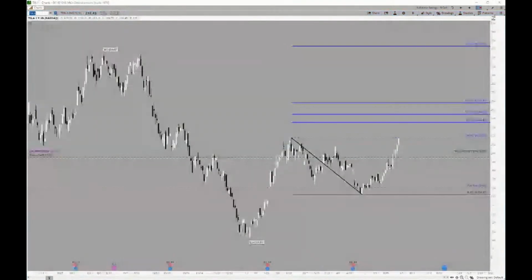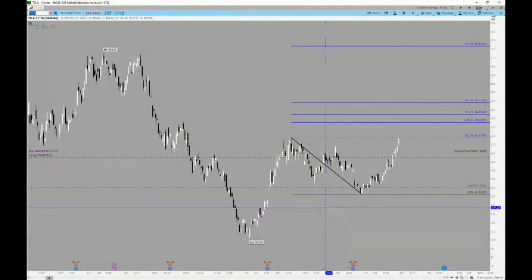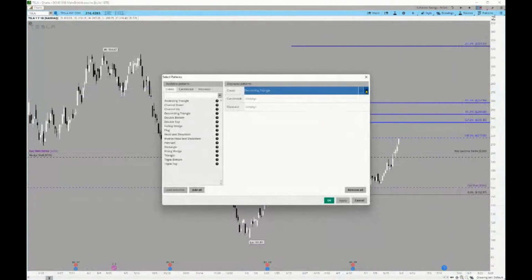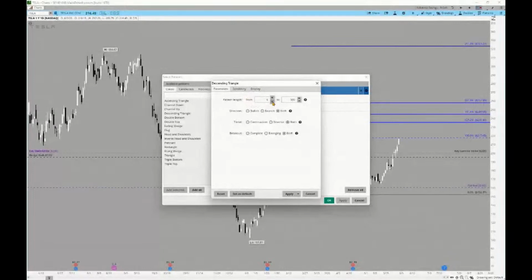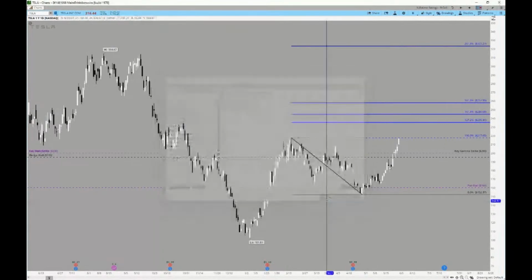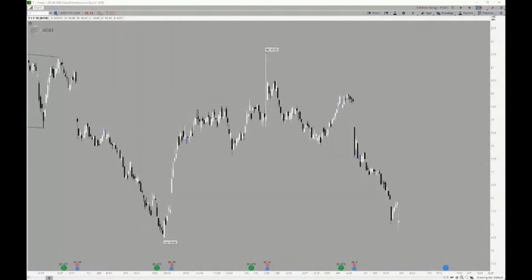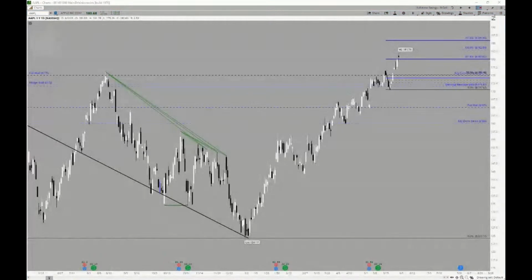So I'm just going to click on the 3. That'll move it over to it. I'm not sure where the Tesla one is, I'm missing it. Let's look at another example here with AT&T. So this one's way back here on the far left-hand side of the chart. There's some interesting ones in Apple.